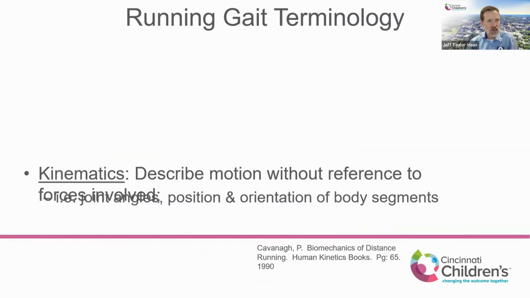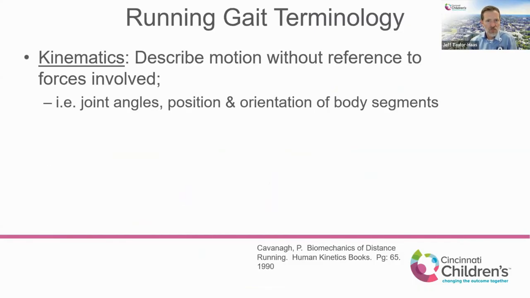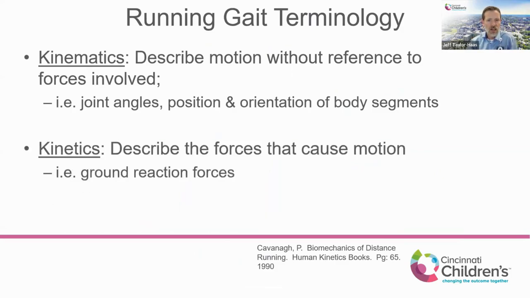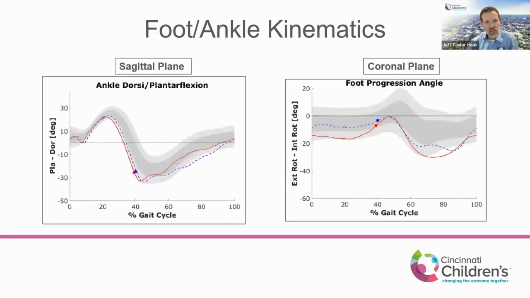Before we get into specifics, we want to go over a few key terms. So first, let's just define kinematics. So this is the description of motion without reference to the forces that cause that motion. So we're talking about joint angles, joint position, and the orientation of body segments. Whereas kinetics describe the forces that cause motion. So, most commonly we look at this as ground reaction forces. It's a little bit beyond the scope of this lecture to really get into kinetics, although we might share a few slides on kinetics. A talk focused on kinetics would be a topic for a future webinar.